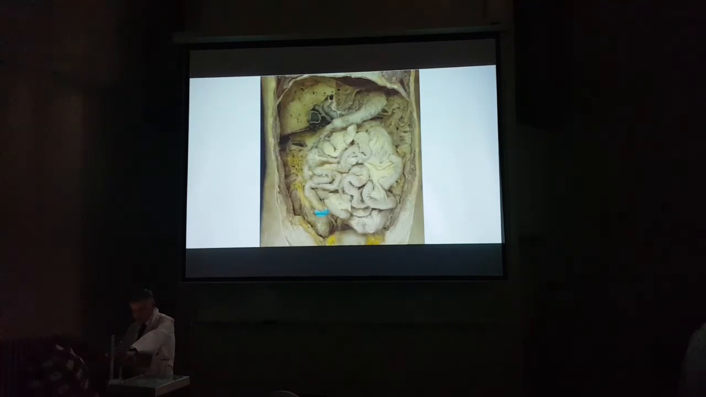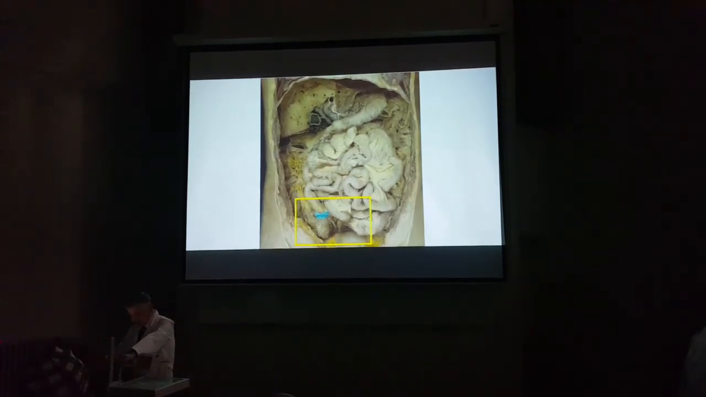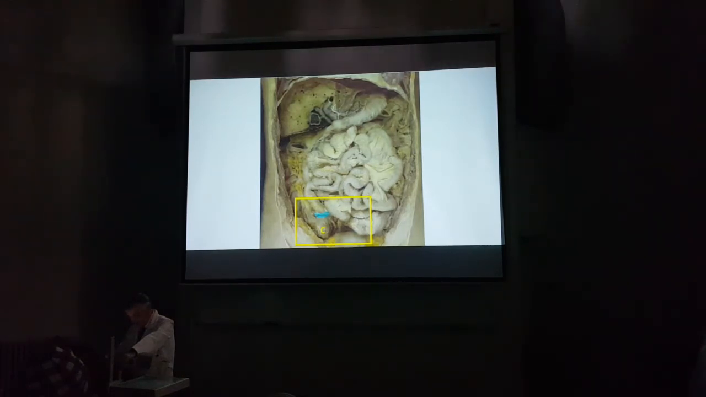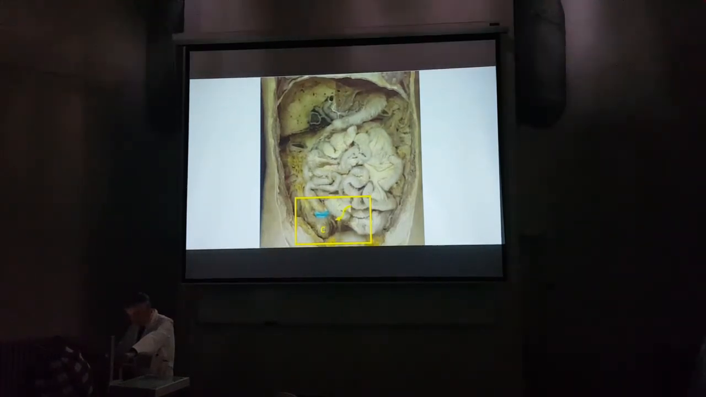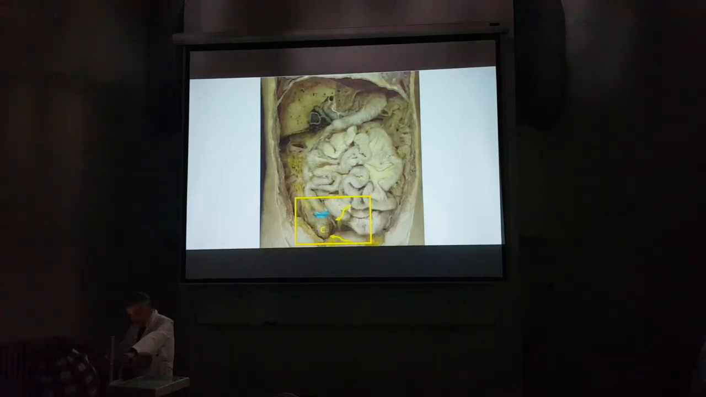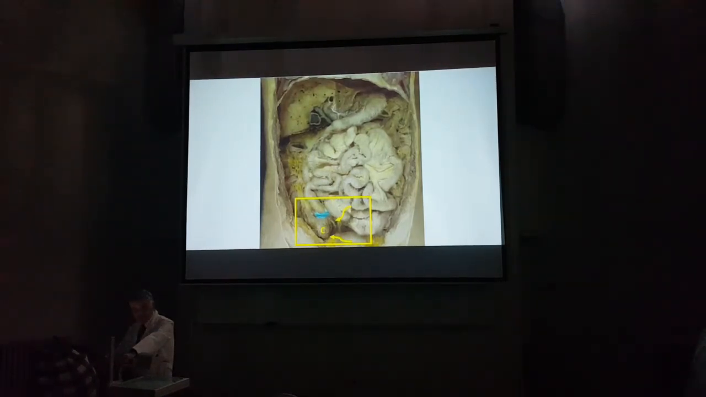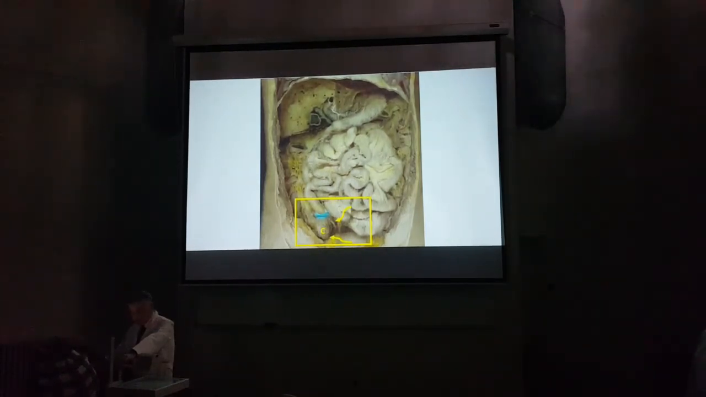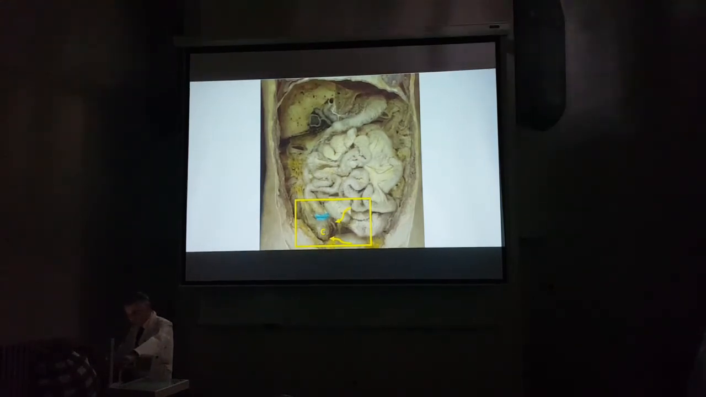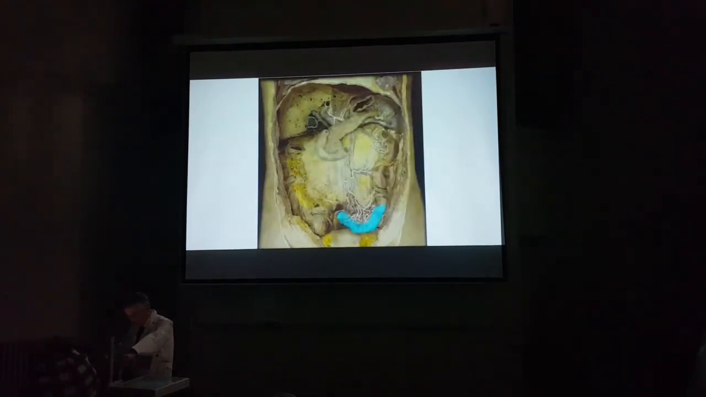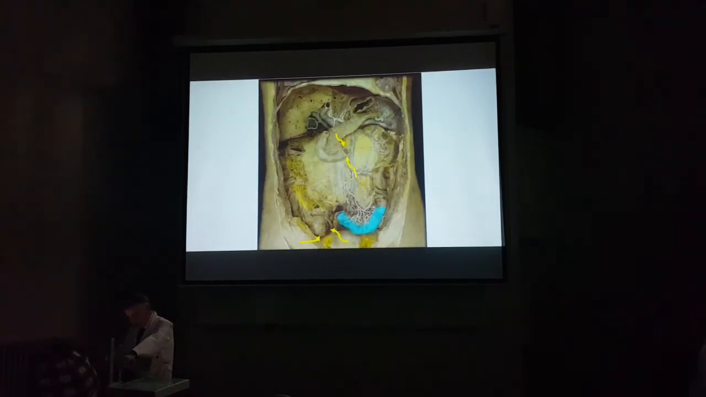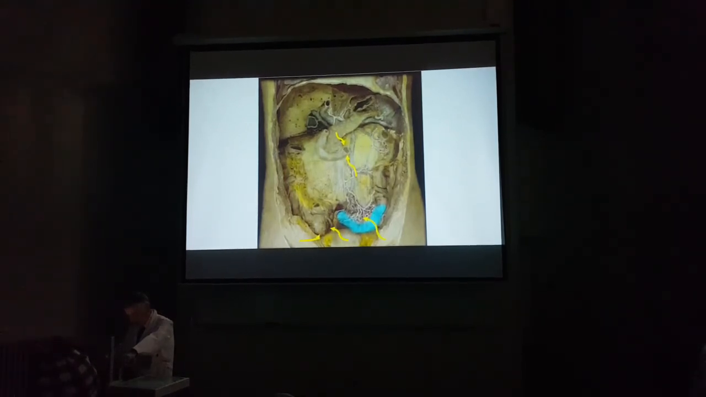If you look at this area here, this is the cecum, and you have paracecal recesses. Usually the appendix hides in one of these recesses. The sigmoid colon also has its own recess. So these are paraduodenal, paracecal, and parasigmoid.